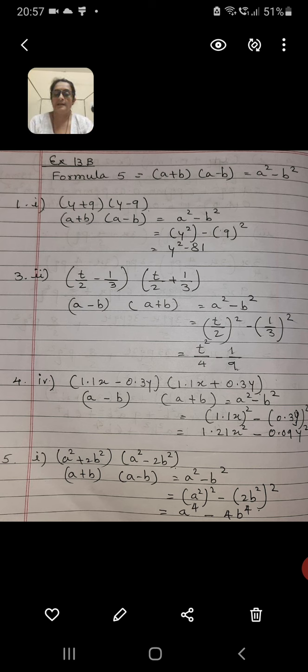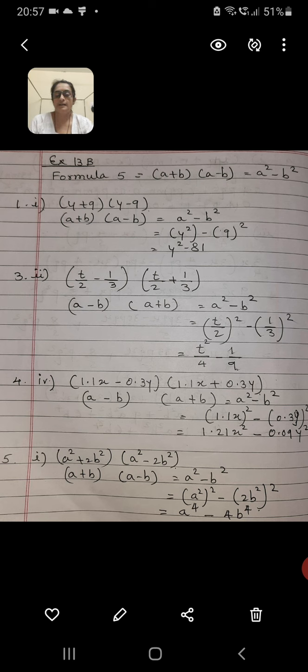1.1x minus 0.3y and 1.1x plus 0.3y. So 1.1x is a here, 0.3y is b here. Using the same identity, we are going to get 1.21x square minus 0.09y square as the answer.